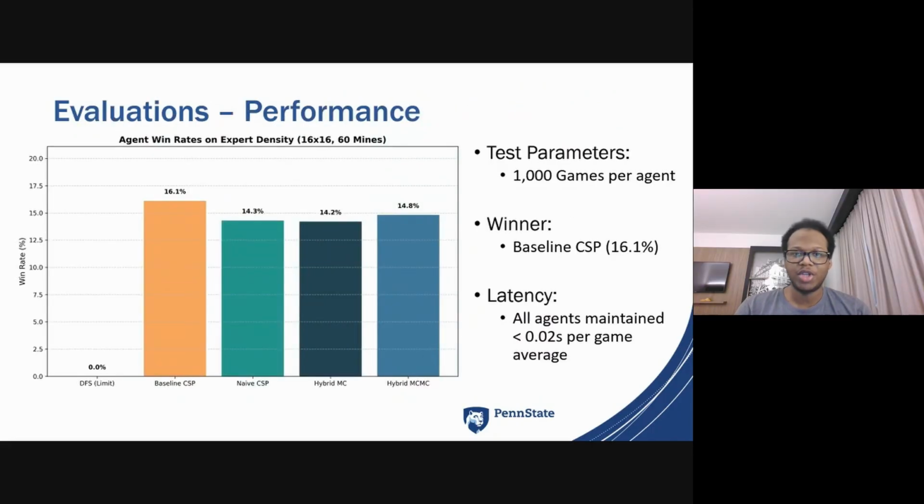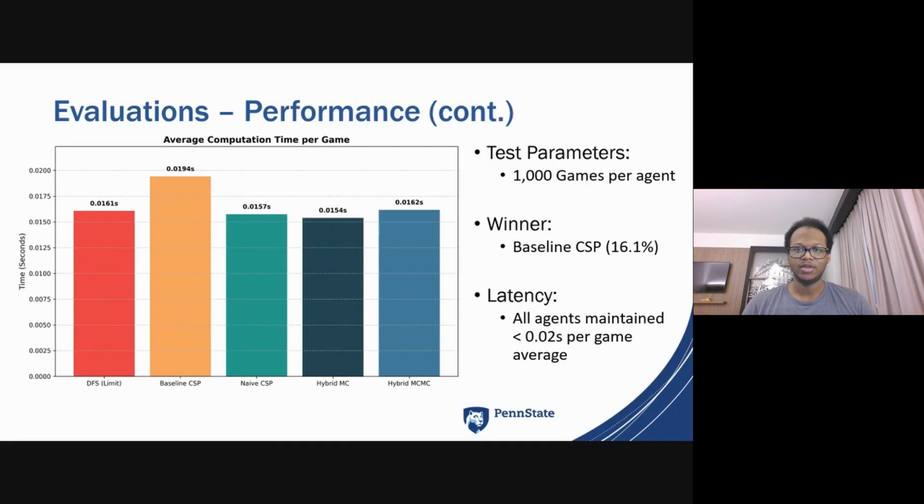The empirical data directly contradicted our initial hypothesis. Our simple baseline CSP achieved the highest overall win rate at 16.1%, outperforming our highly advanced MCMC model by 1.3%. You can also see the DFS agent completely failed with a 0% win rate across 1,000 attempts.